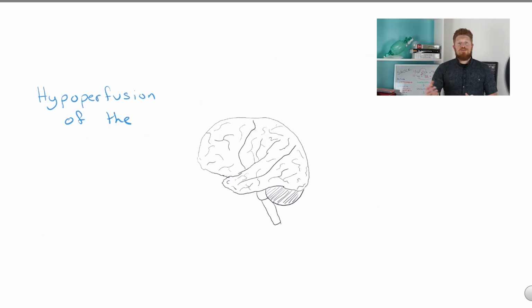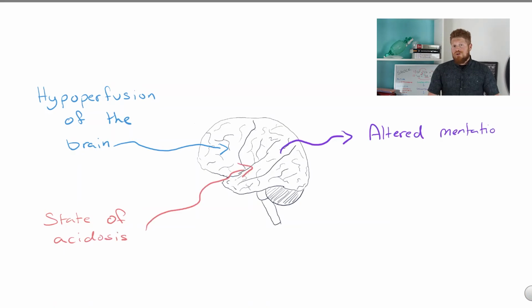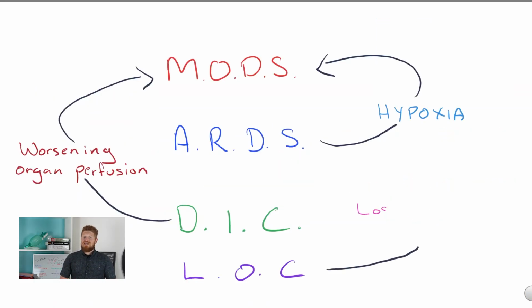The prolonged hypoperfusion and acidosis will cause an altered conscious state and even coma. This can result in loss of airway control and respiratory depression. This is a patient who is pre-arrest and is unfortunately unlikely to survive.